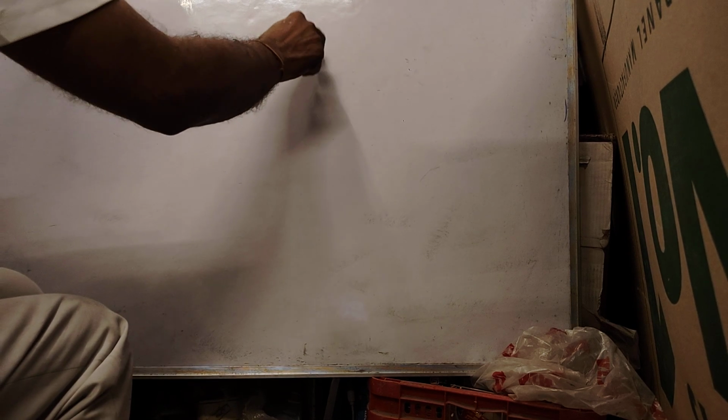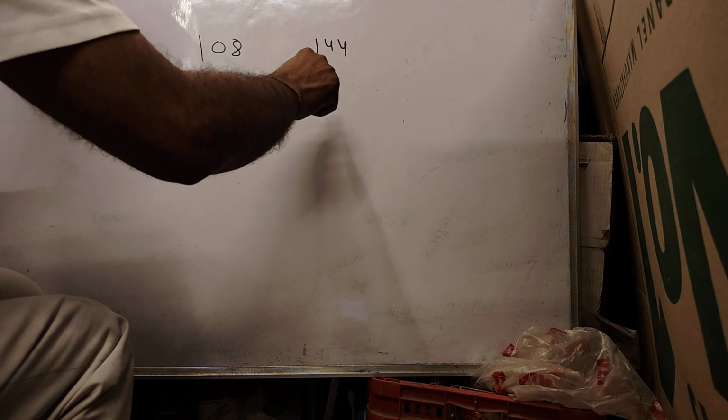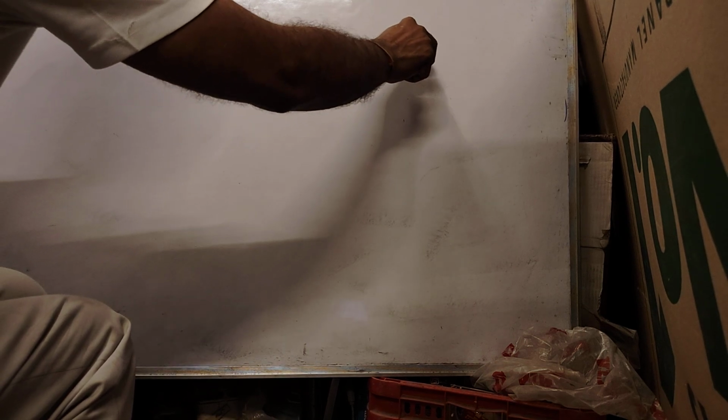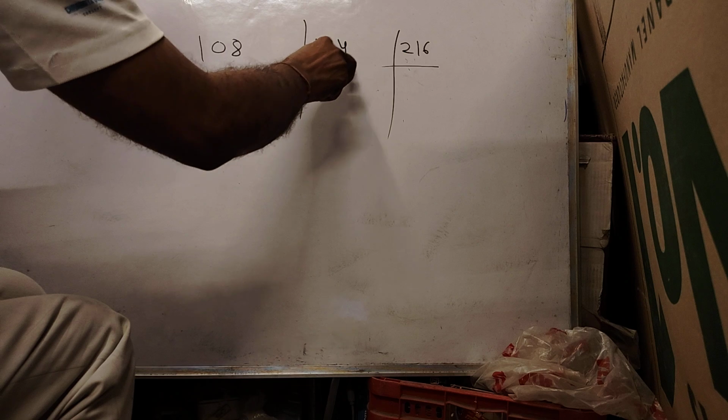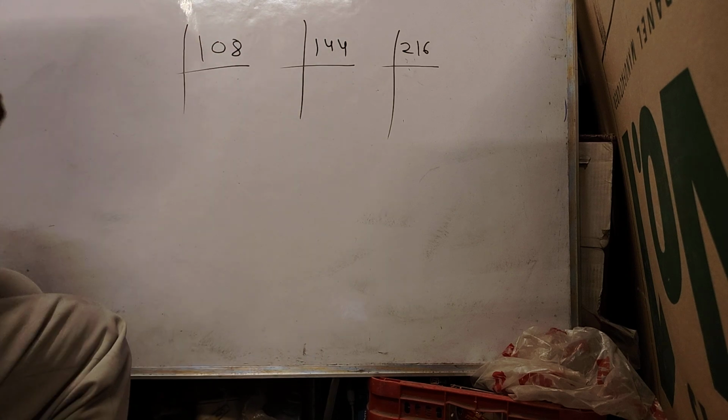So question number 2, there are the numbers 108, 144 and 216. Three numbers are given. So find the greatest common factor, that means HCF. We have to find out the greatest common number that divides without leaving any remainder. So you can find out the HCF of these three numbers.